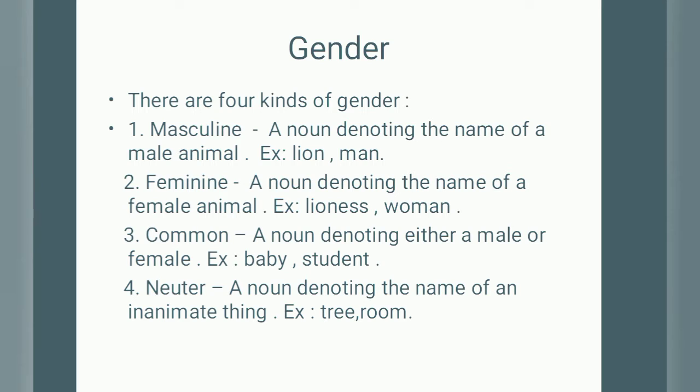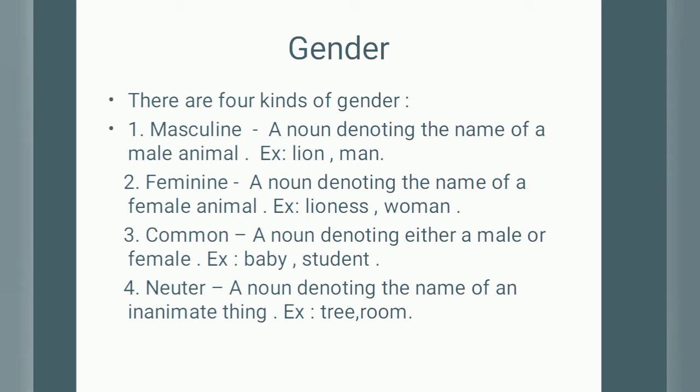First one, masculine gender. A noun denoting the name of a male animal, like any male character, will be recognized as masculine gender. As an example, lion, man. Next, feminine. A noun denoting the name of a female animal. Any female character will be recognized as a feminine gender. As an example, we can say lioness, woman. Those are female characters that will be recognized as feminine gender.